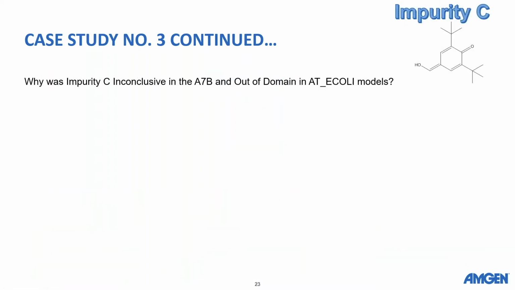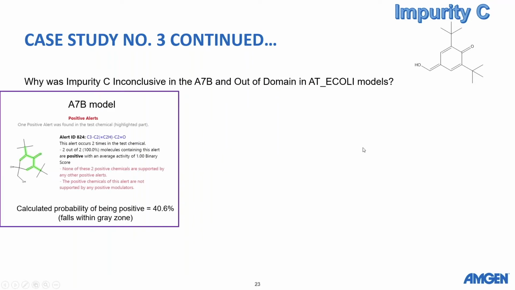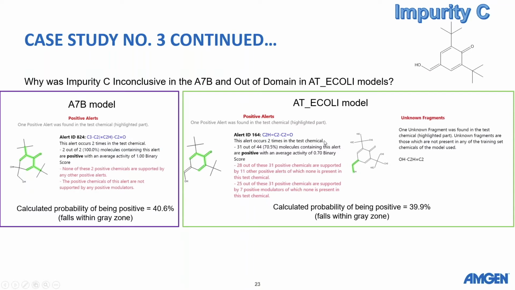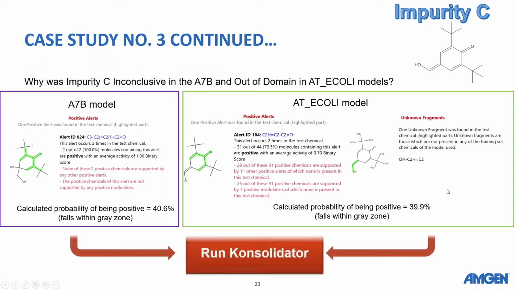So why did we have this inconclusive and additional out of domain prediction? Since impurity B and C are structurally similar, A7B had the same alert, alert 824, which was noted in impurity B, with a calculated probability of 40.6%, again, putting it within the gray zone. In addition to this, AT E. coli not only had alert 164, which again is very similar to 824 in the A7B model, but it also had an unknown fragment. So again, based on this, no matches in similarity search, we decided to run the Consolidator to try to find some structurally similar analogs.